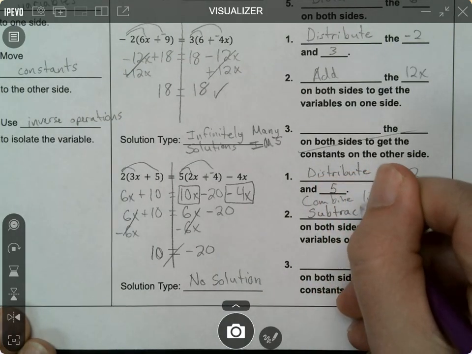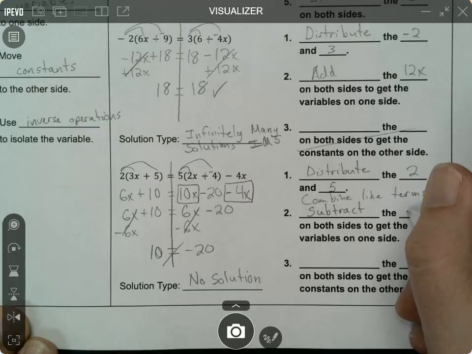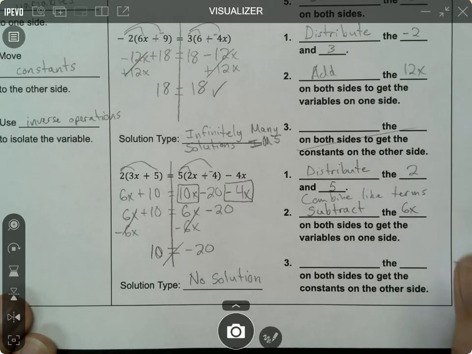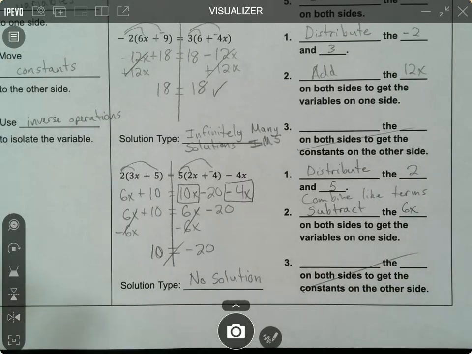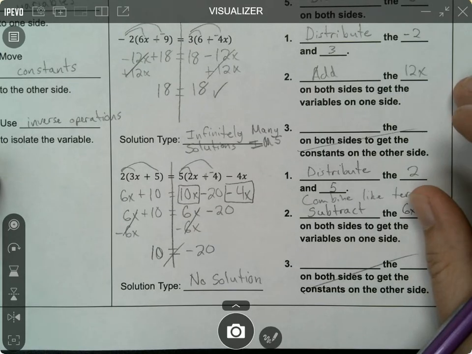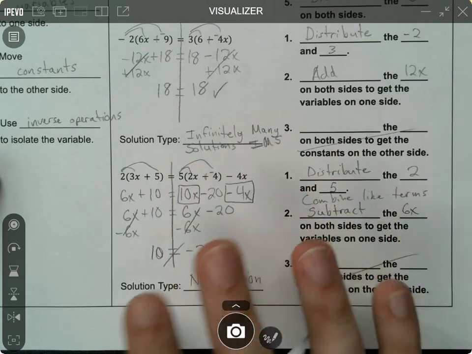Okay? Subtract the 6x on both sides. We didn't have to do this, okay? So before we go to the backside and you get a chance to practice on this, I want to go all the way up to the top, okay? Revisiting those definitions. If you didn't get this, chill, we'll be all right.